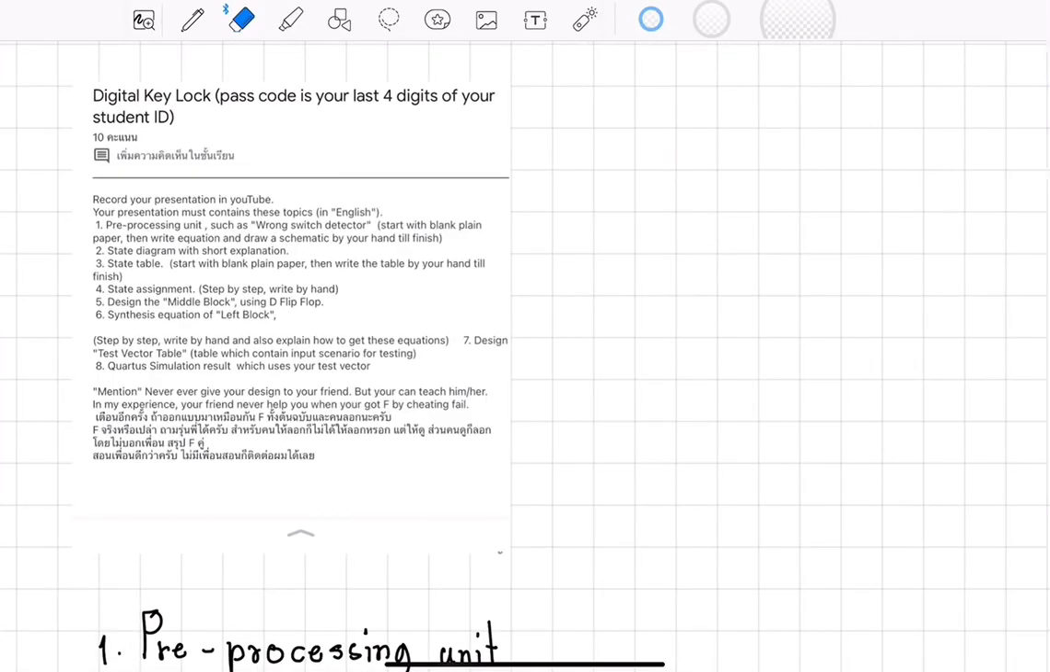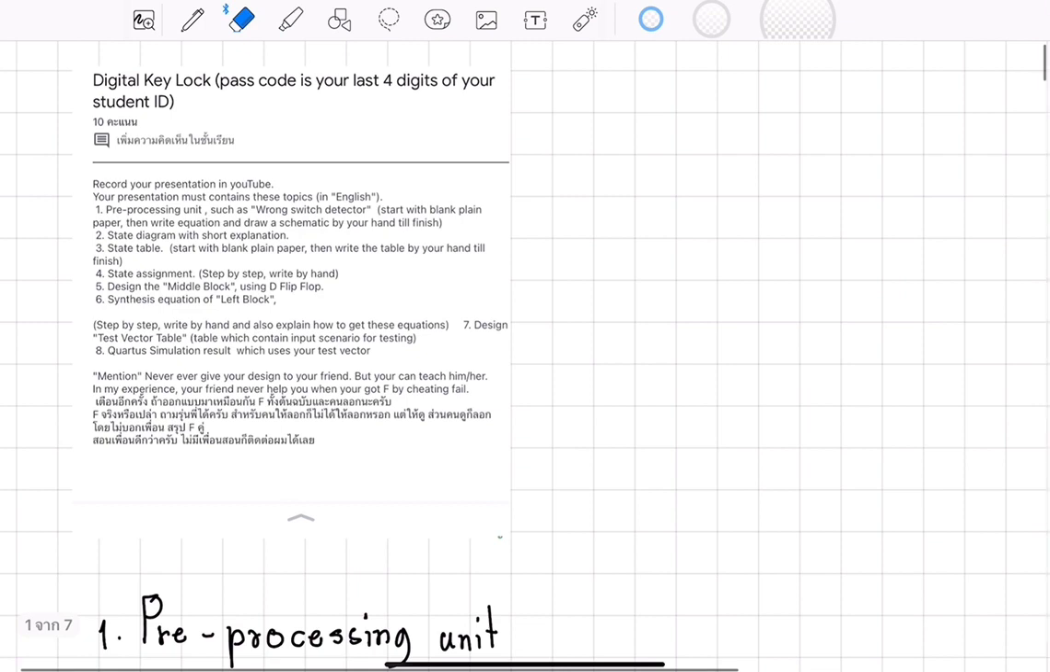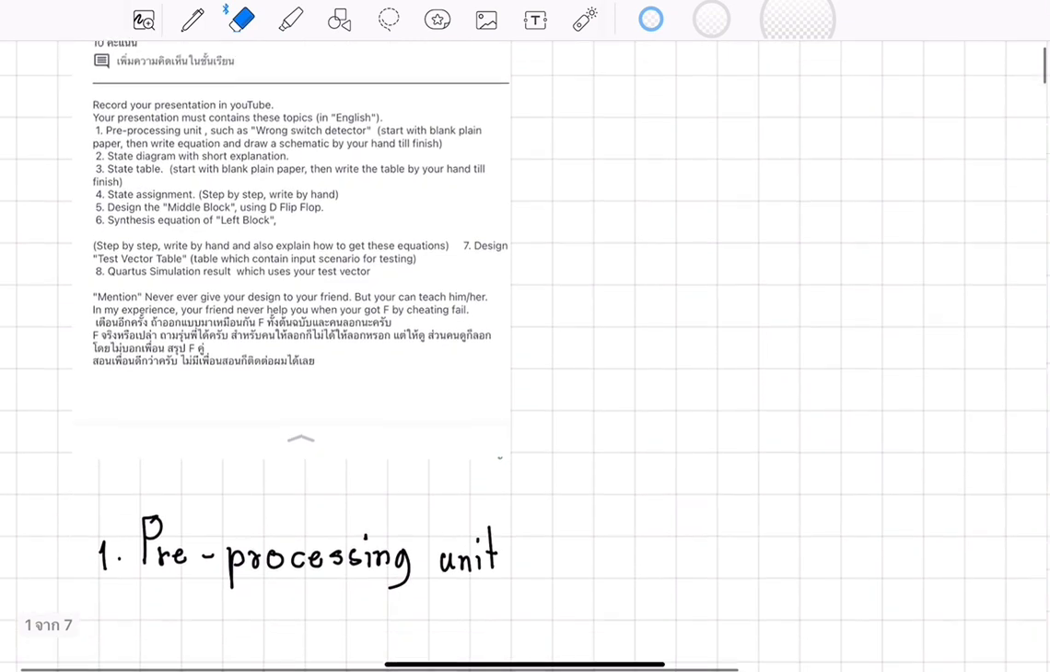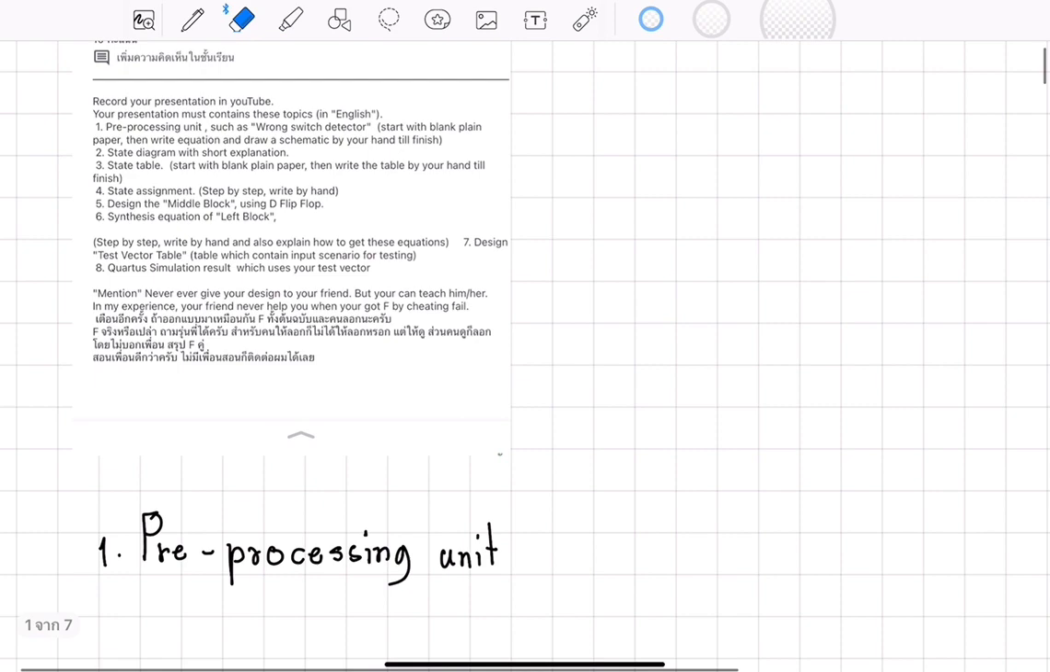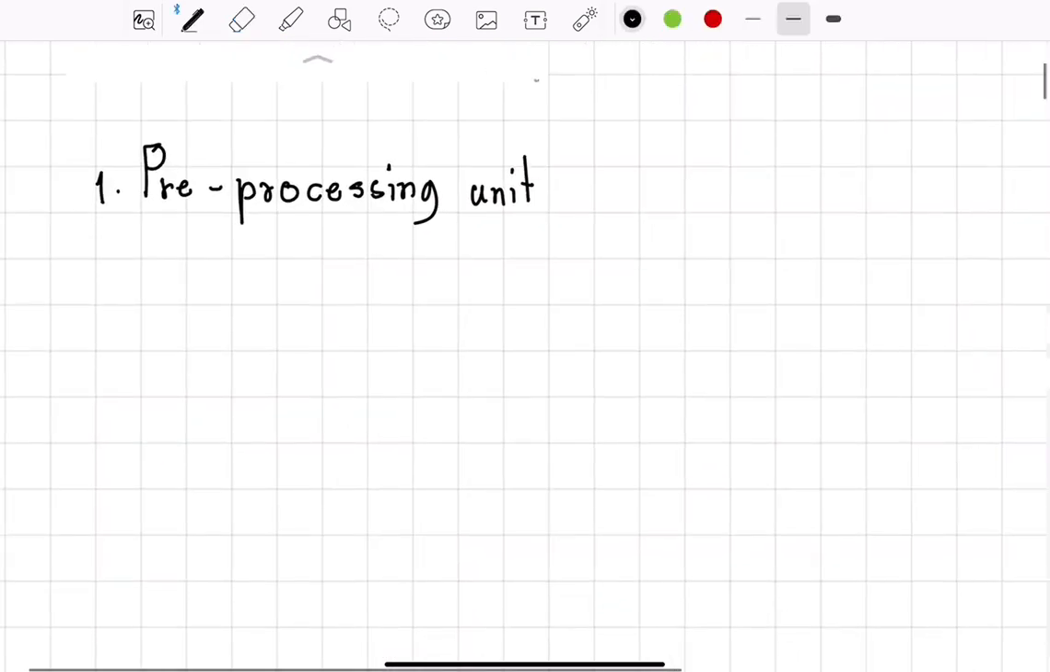I'm going to make homework digital. Yes, a digital key lock. The passcode is the last 4 digits of your student ID. This one, I'm going to make the preposition unit. This is the preposition unit for me, and this one is my ID number.